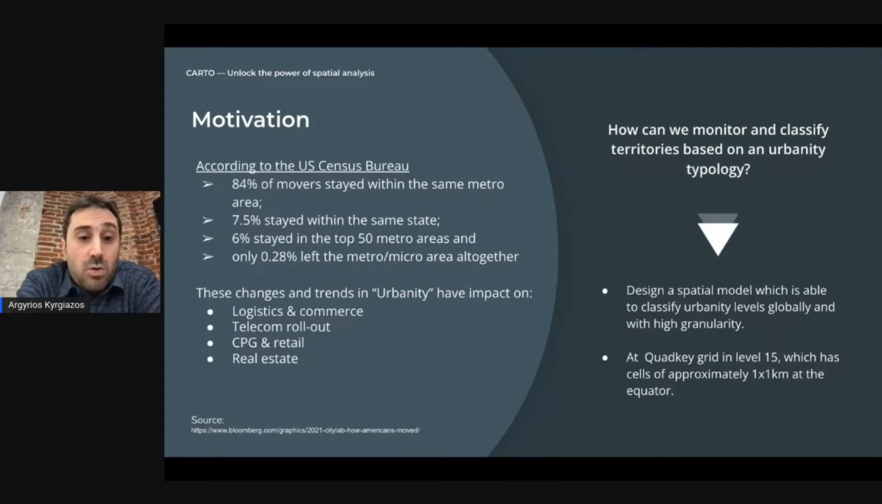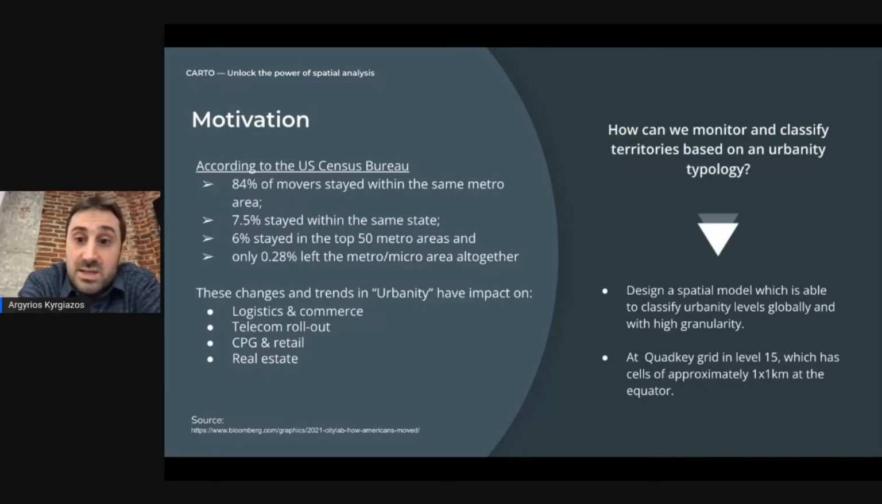All these changes and all these trends in mobility between urban territories have a huge interest and huge impact on logistics and commerce, how we can optimize the supply chains in order to optimize efficiency and cost, telecom rollout, how we can optimize the network planning in order to make it more efficient and address the needs of the user better, CPG and retailing, how we can address promotion better based on the territories. If you have a very high density area, more people, or a farther away area from the center, what are the habits of the user and so on, in real estate, of course.